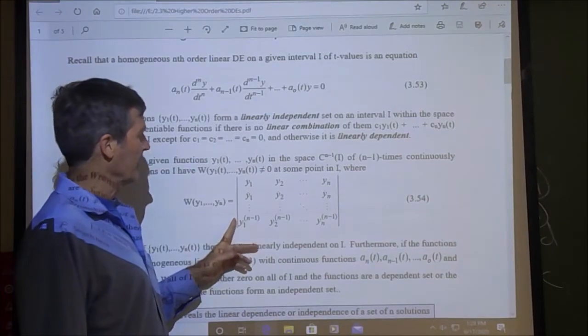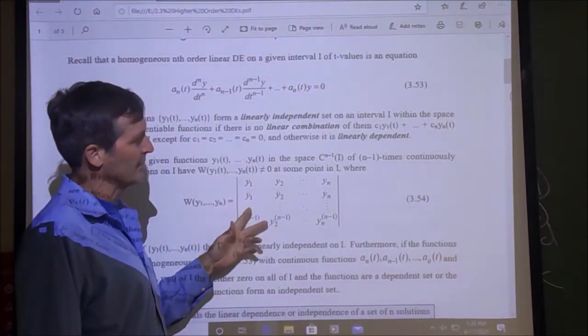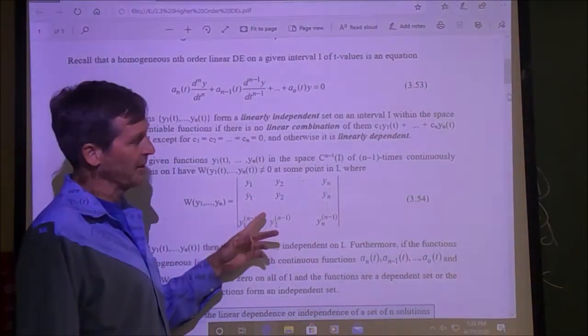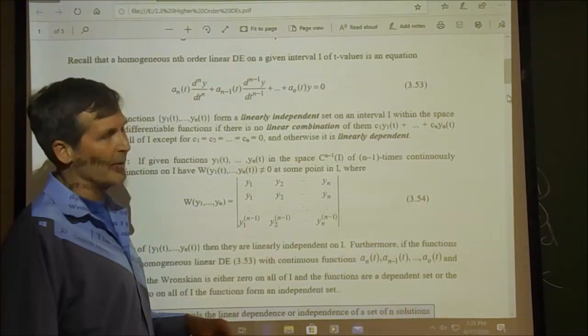But it is the case for general functions in here that have n-1 derivatives, that if the Wronskian is non-zero at some point in the interval, then they're independent. So you can do that with general functions. Again, we won't worry about that for this section.